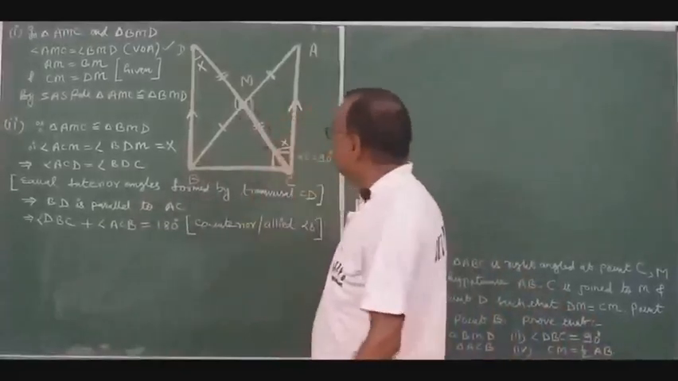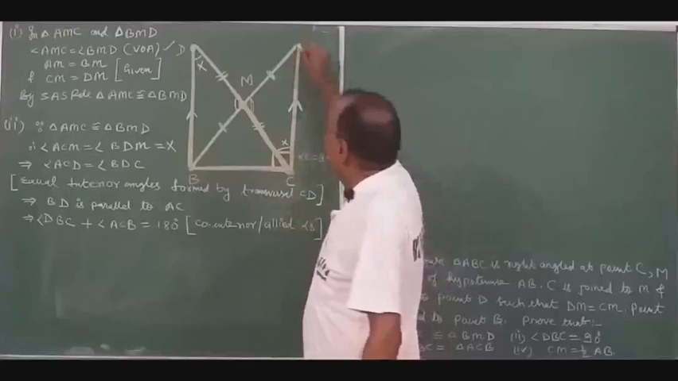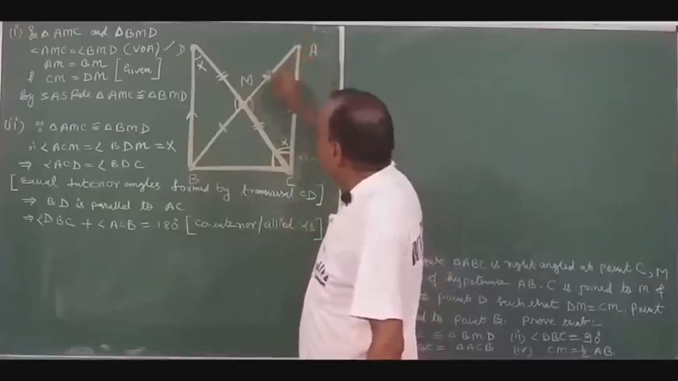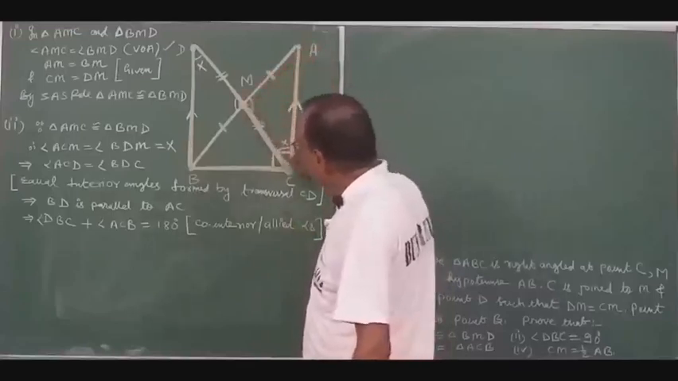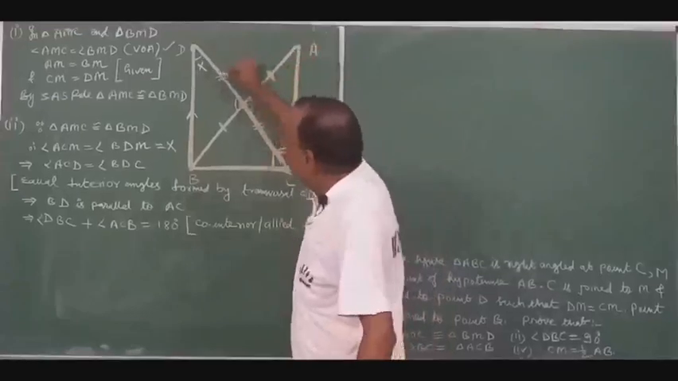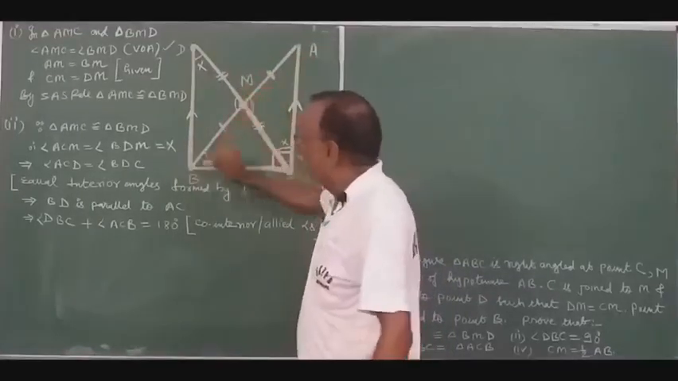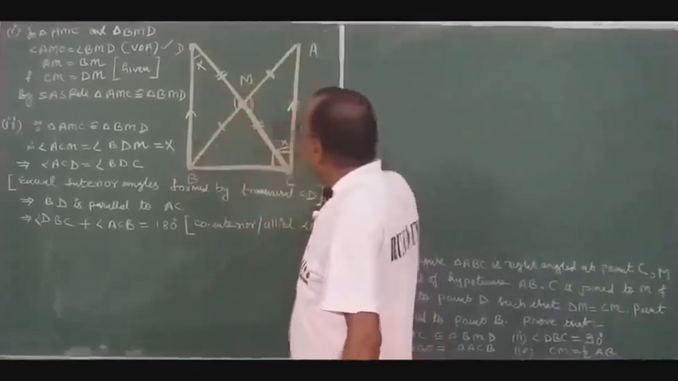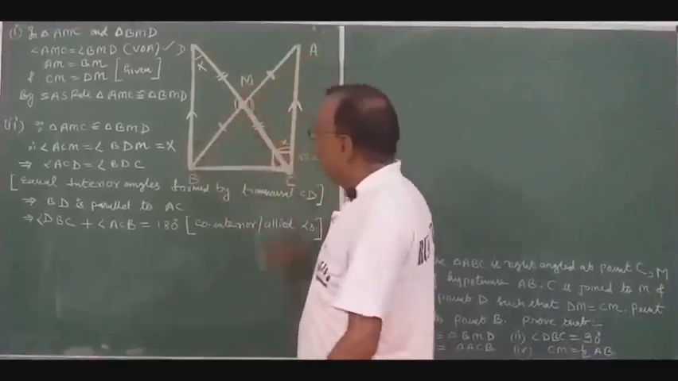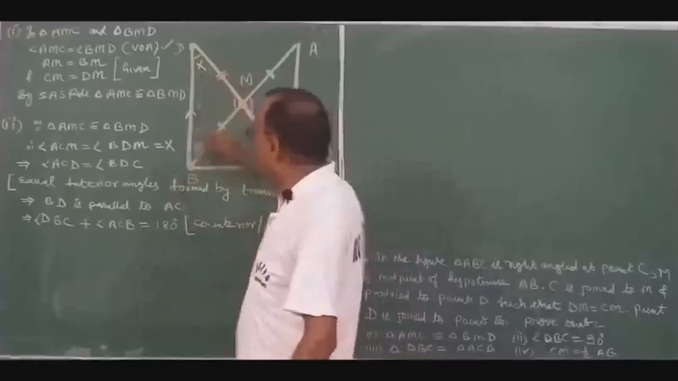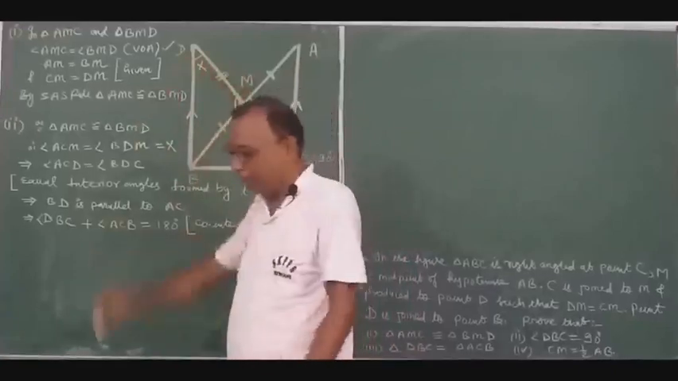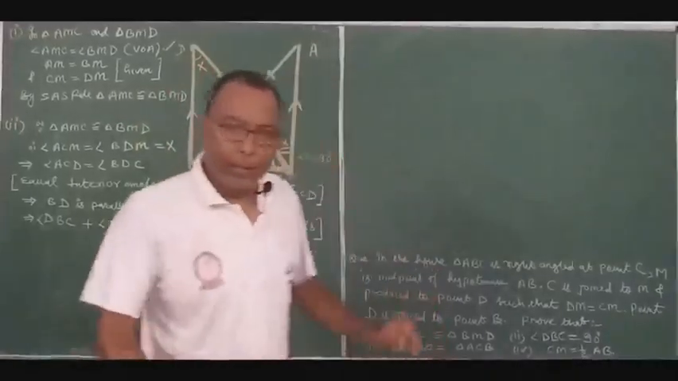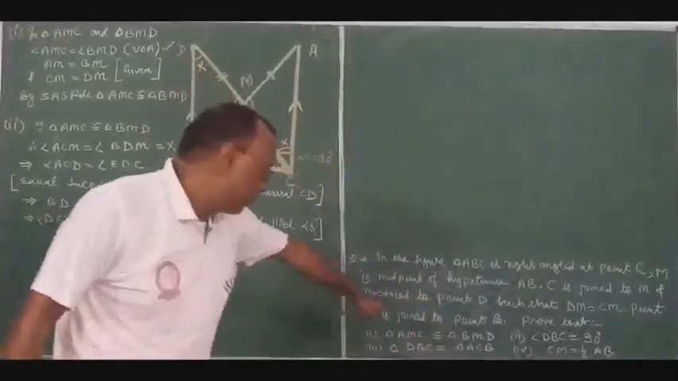So now what will happen? This is the side, then angle, and then side. Side, angle, side. So by the side angle side rule, triangle AMC is congruent to triangle BMD. The first part is proved there.